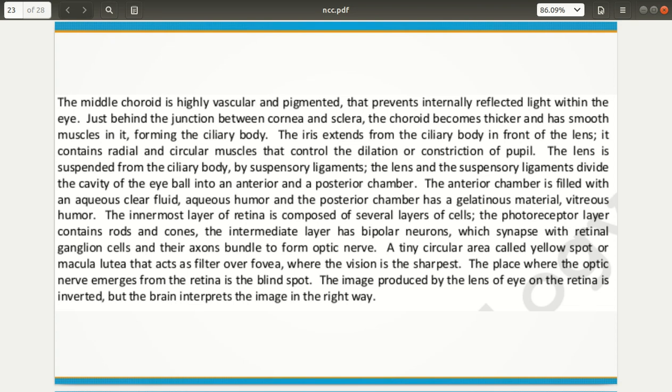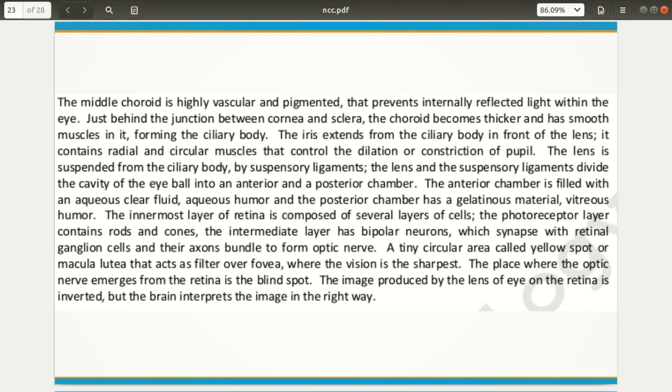The anterior chamber is filled with an aqueous clear fluid, that is aqueous humor, and the posterior chamber has a gelatinous material, that is vitreous humor. The innermost layer of retina is composed of several layers of cells. The photoreceptor layer contains rods and cones. The intermediate layer has bipolar neurons which synapse with retinal ganglion cells and their axon bundles form the optic nerve. A tiny circular area called yellow spot or macula lutea acts as a filter over fovea, where the vision is the sharpest. The place where the optic nerve emerges from the retina is a blind spot.